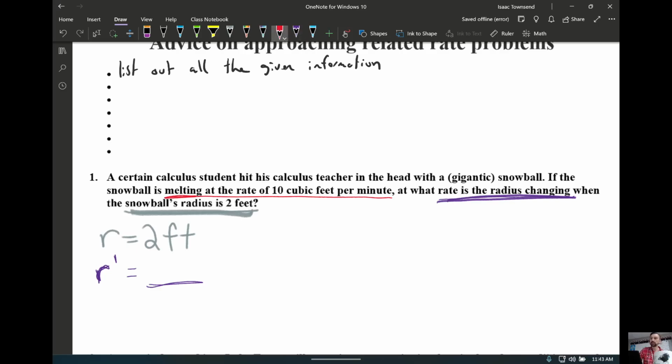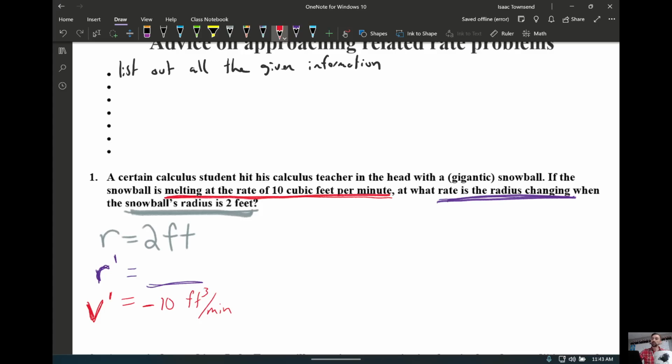And then same idea with this red stuff. It is melting, so it's going down 10 cubic feet per minute. And that is how the volume is changing. So not V, but V prime. When something is changing over time, that's its rate. That's the calculus aspect. So they give us those three things.